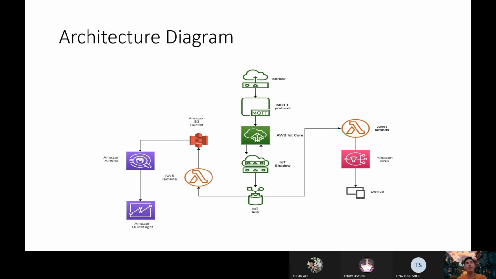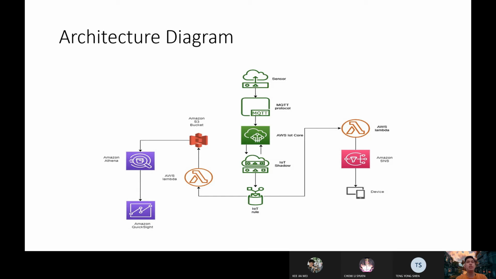This is the architecture diagram of our solution. The sensor will collect the air quality data and publish it using the MQTT protocol. The IoT shadow will make sure the device may function well when it is offline. The IoT rule will send the data to other AWS functions.